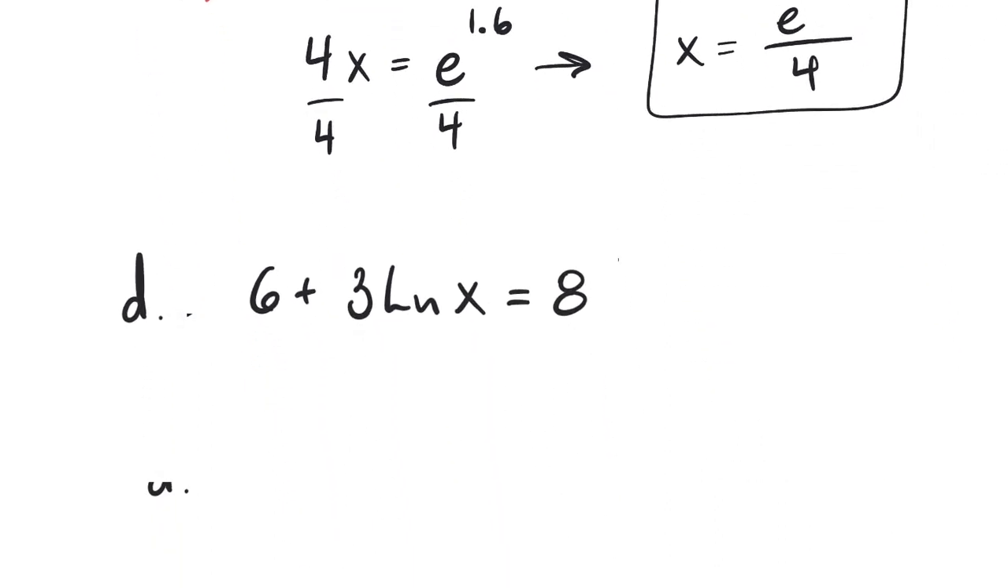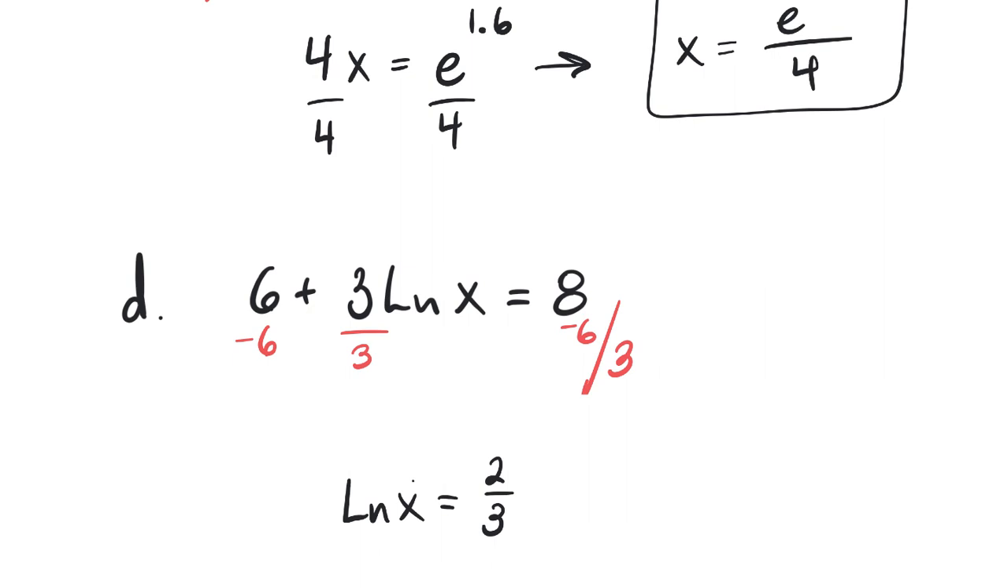Part D, the logarithmic term is right here, natural log of x. It's not isolated, so we're going to have to move these terms to the other side of the equation. So first you have to subtract 6, and then divide by 3. So we're going to have natural log of x. Now 8 minus 6 is 2, and then 2 divided by 3 is 2/3. So we've isolated the logarithmic term.